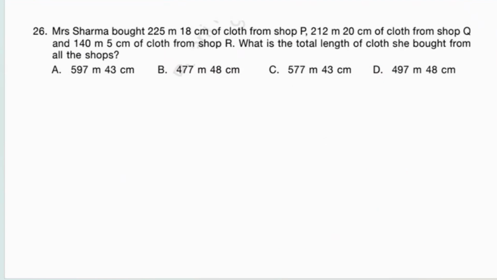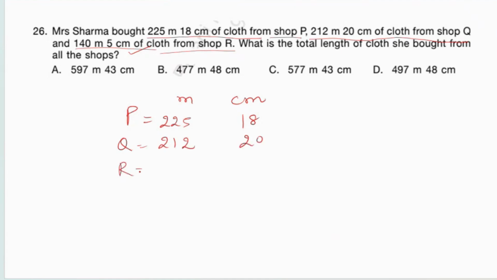Mrs. Sharma bought 225 meter 18 centimeter of cloth from shop P, 212 meter 20 centimeter of cloth from shop Q, and 150 meter 5 centimeter from shop R. What is the total length she bought from all the shops? So for the total length, I have to add. From shop P, she has taken meter and centimeter, I will convert. 225.18. From Q, that will be 212.20. From R, it will be 140 and 5 centimeter. If I have to write 5, I have to write 0.05.